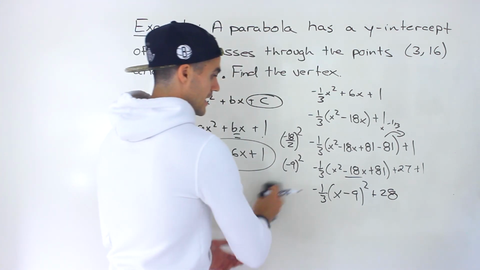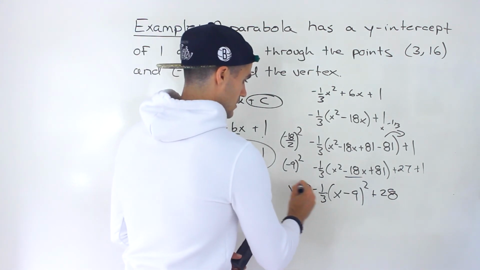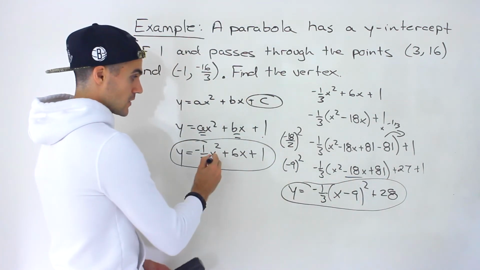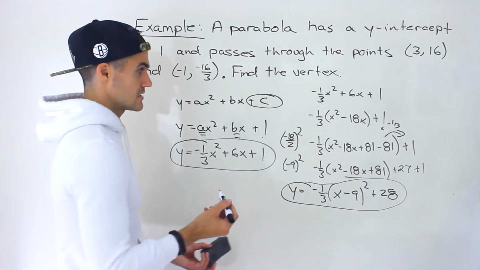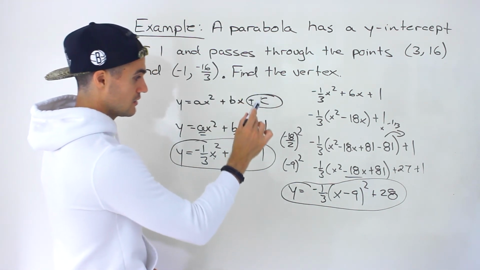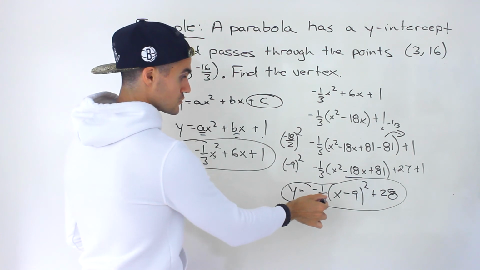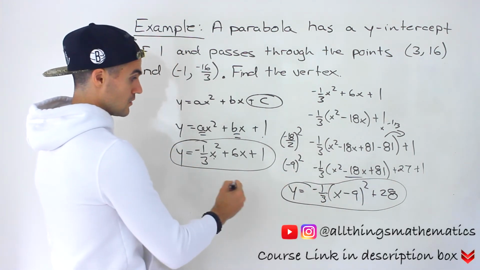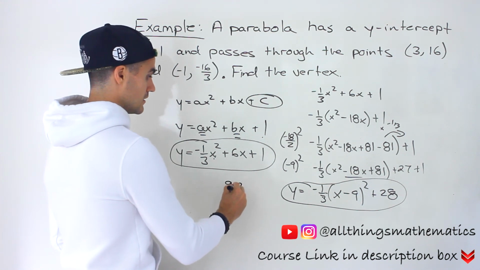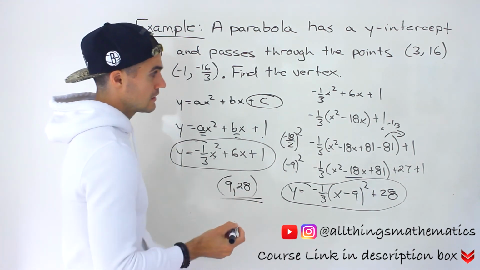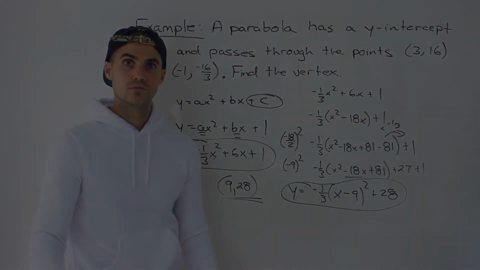So this quadratic and this quadratic, they're the exact same thing. This is in standard form, which we got from the information given. Then we converted the standard form to vertex form by completing the square. And then from there, we could tell what's the vertex, 9 and 28. And so that ends up being the final answer to this question.